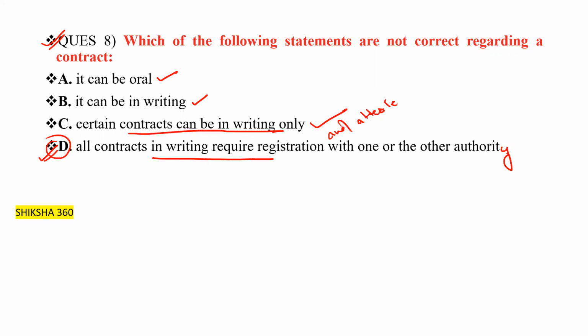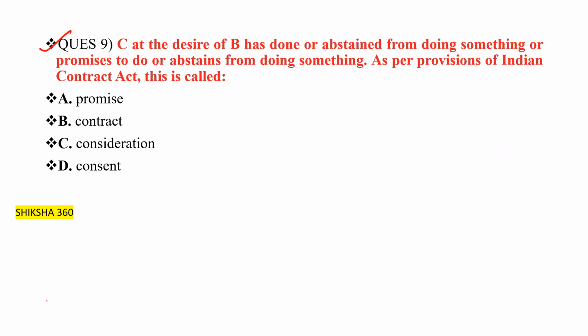Now move to the next question. Question number 9. This is a case type based question. C, at the desire of B, has done or abstained from doing something, or promises to do or abstains from doing something.